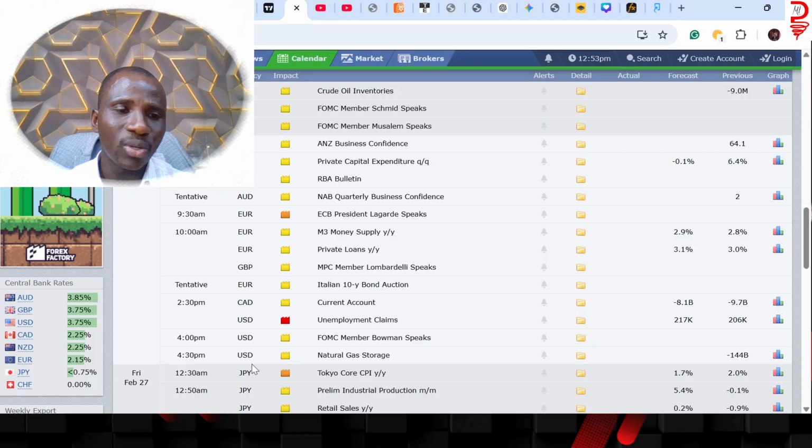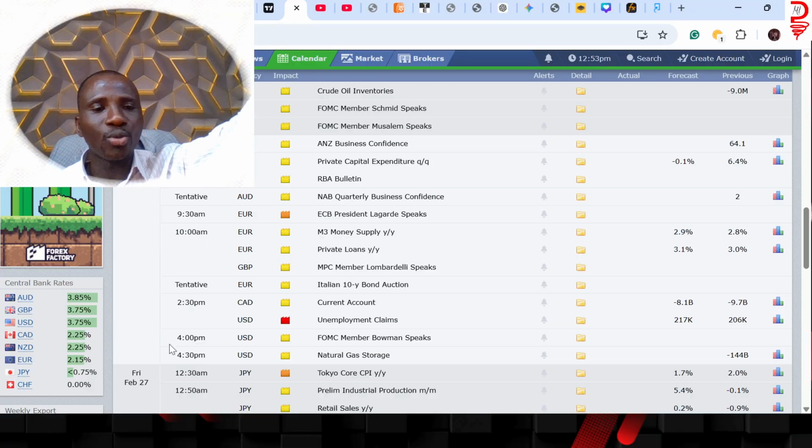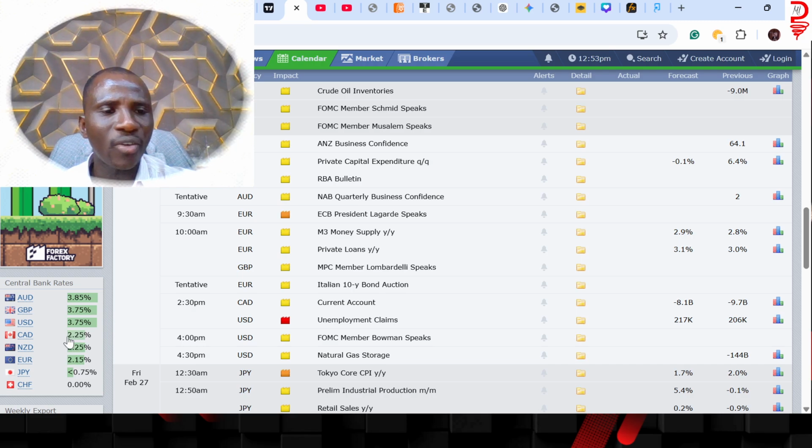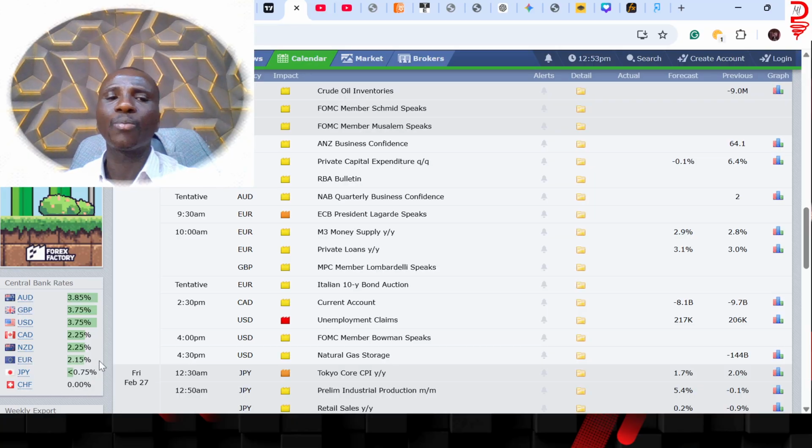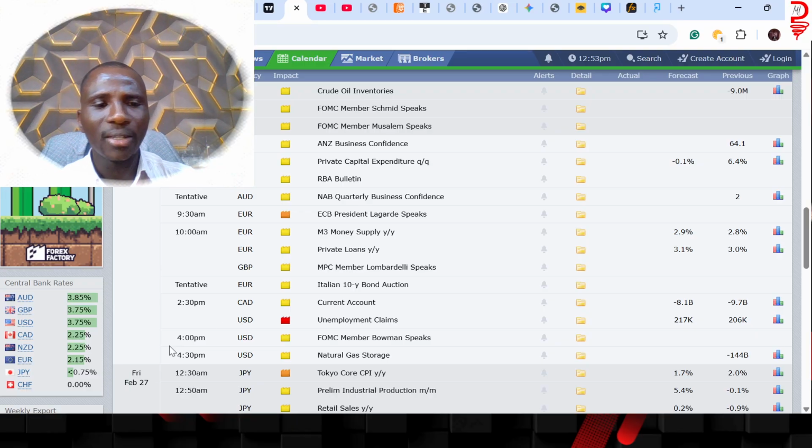And just like we just overview, you can see on the site we have Australian dollar 3.85, which happens to be the highest interest rate. We have the GBP 3.75, US dollar 3.75, Canadian dollar 2.25, New Zealand dollar 2.25, Euro 2.15, Japanese yen 0.75, and Swiss franc is 0.0, just like we see it here. What is this telling us?